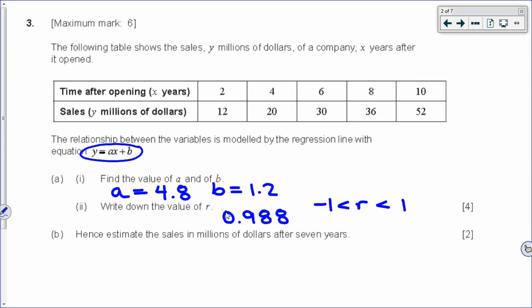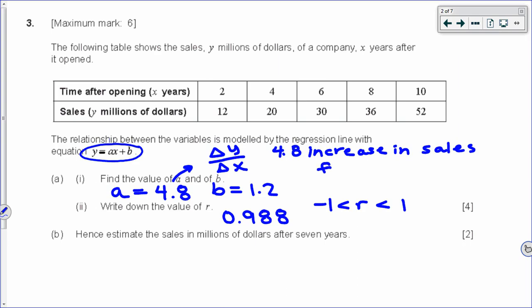It's not the same, however, as slope. So interpreting the slope means something completely different. This one here, because it's a change in y over change in x, that's what slope means. That would mean that there's a 4.8 increase, since it's positive, in, what's our y variable here? Sales. For each 1 increase, because it's 4.8 over 1, increase in years. And you can see that the x variable is years.